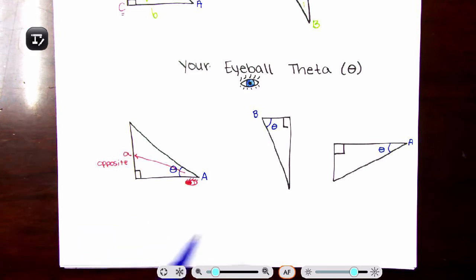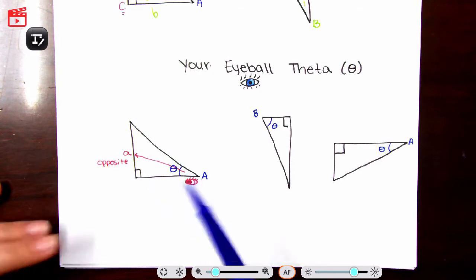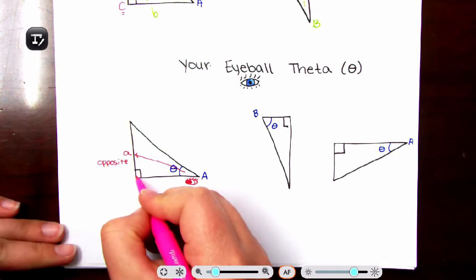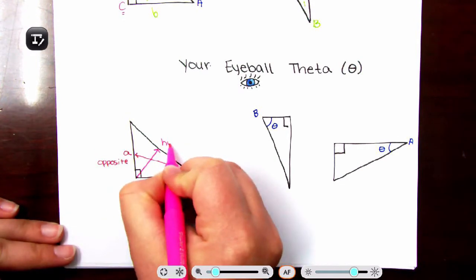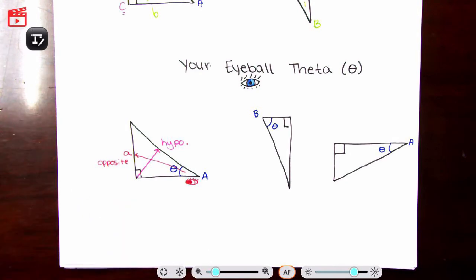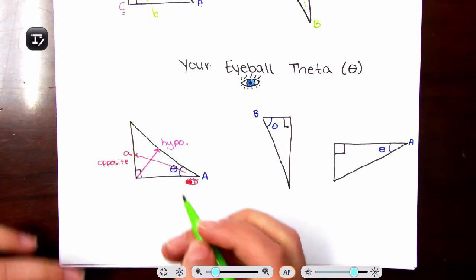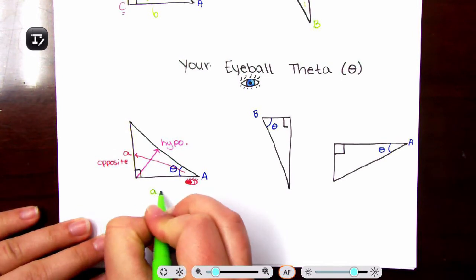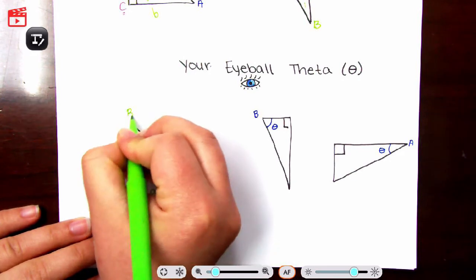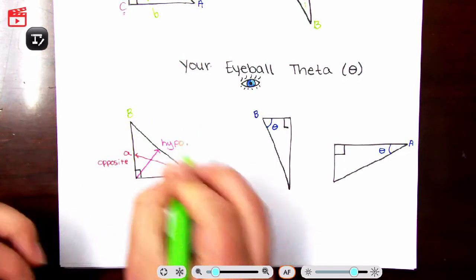Now we have the adjacent. Well, we have two options. Which one's next to A? Well, both are next to A. We have this side and this side. So the catch is that the side opposite your 90-degree angle is always your hypotenuse. Now, if you're in my class, you already know this, that hypotenuse is written as hippo. It's funner that way. So that means you're left with just this third side. And this third side is going to be your adjacent. Now, this just happens to be your lowercase b in this example.